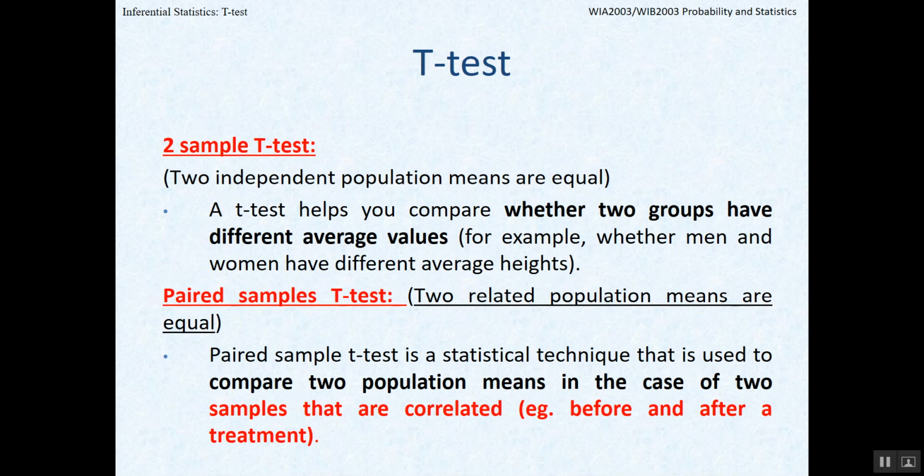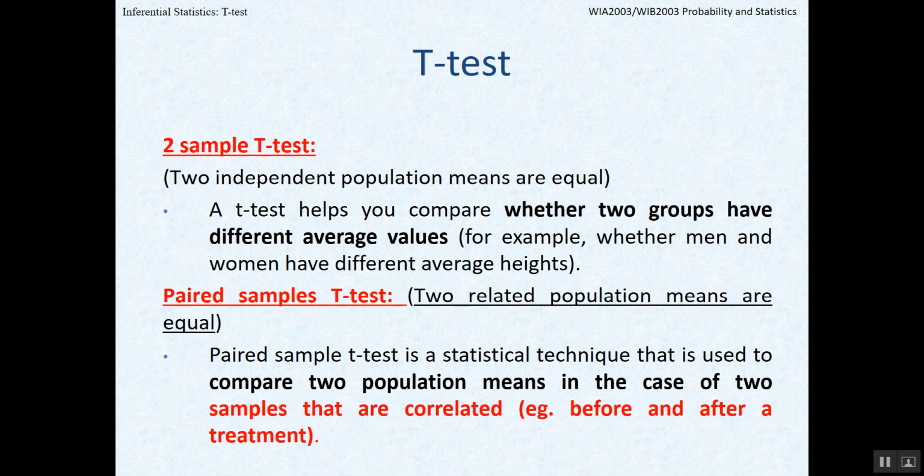Okay, the second test is the two sample t-test. The two sample t-test is divided into two types. One is the paired sample t-test. Another one is the independent sample t-test, right? From the name, you can see that this is about two different samples which are independent. Two independent population means are equal here. This test helps you compare whether two groups have different average values, for example, whether men and women have different average heights.